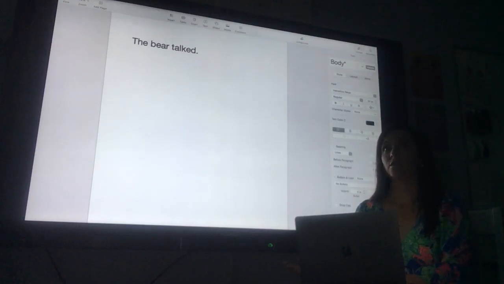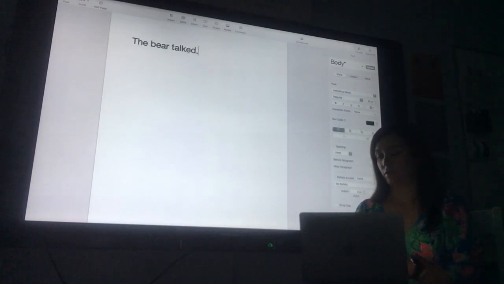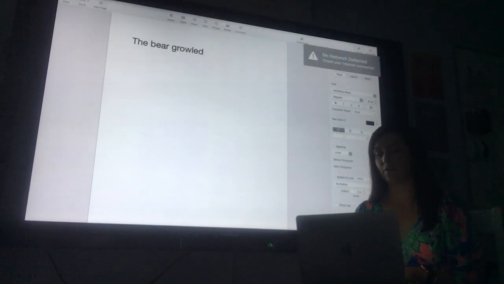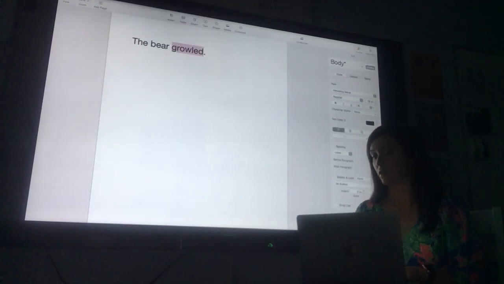Think in your head some verbs that a bear might do. I'm going to say growled. So I'm going to change talked, and I was getting at that from the beginning, to growled. And we will have strong verb charts in the classroom, so you can always refer to those as well.